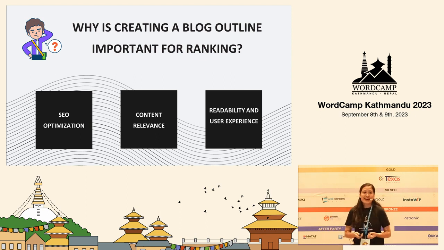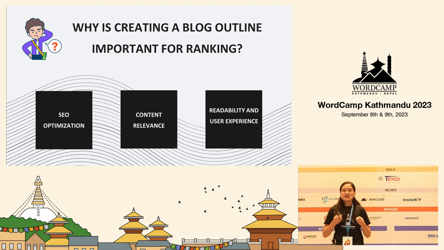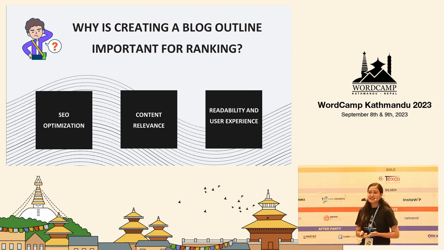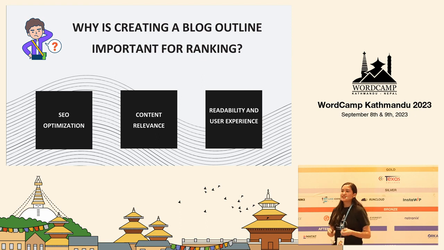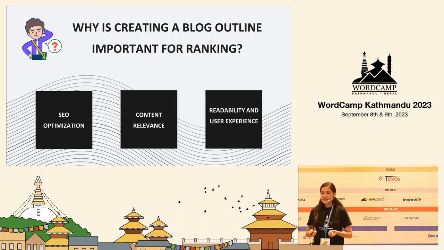Secondly, when you analyze the search intent and competitors, you are able to know what the readers are wanting in your article. This will make your article content to be relevant, which is a plus point for ranking. Lastly, when you create a blog outline, you are able to figure out the major things that you will include in your article. Now, this will make your content to be organized, structured, improving the readability and user experience, which is also a plus point for ranking.